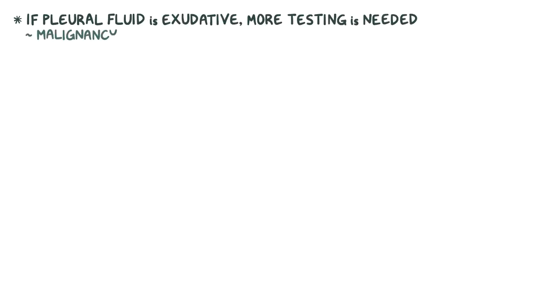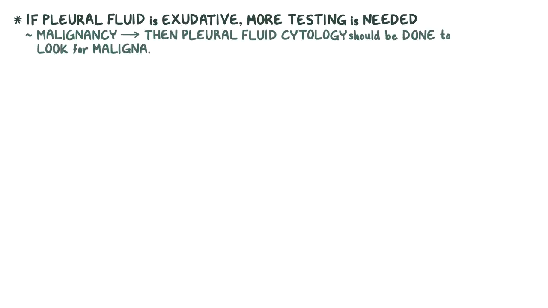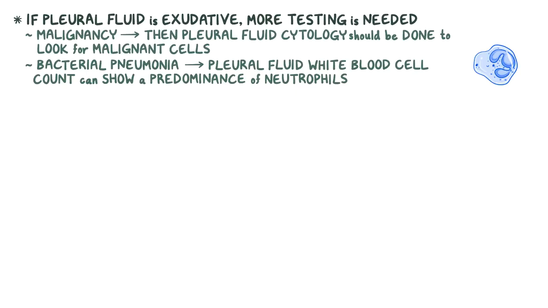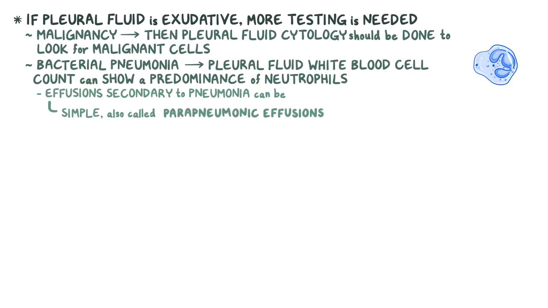In that case, it's okay to treat the underlying cause and no further tests are needed. However, if the pleural fluid is exudative, then more testing is needed. If a malignancy is suspected, then pleural fluid cytology should be done to look for malignant cells. In a bacterial pneumonia, the pleural fluid white blood cell count can show a predominance of neutrophils. Now, effusion secondary to pneumonia can be simple, also called parapneumonic effusions, or complicated, also called empyema.